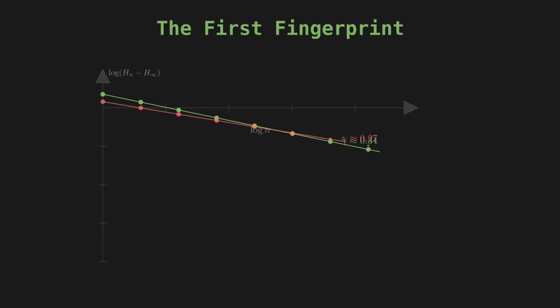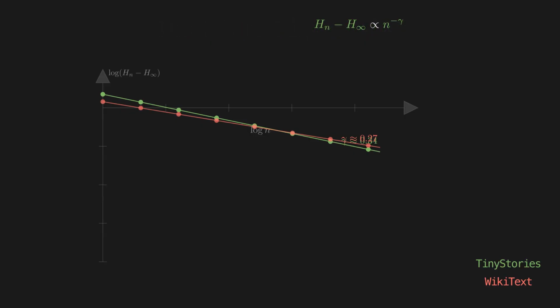For TinyStories, gamma is about 0.34. For WikiText, it's about 0.27. This gamma is the first of 2 statistical fingerprints we'll need. It captures how quickly additional context reduces uncertainty, and it's consistent across different model architectures.